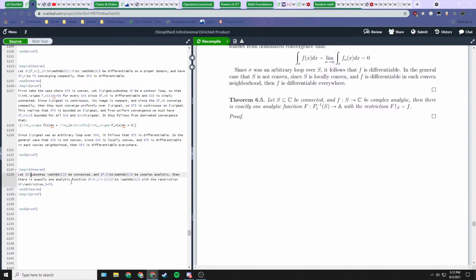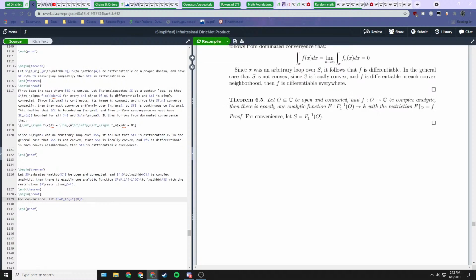Let's do this in open, actually. We'll just do this open. That's fine. Okay. Let S be P1 inverse O. So S is the pre-projection of this complex open set. And so first we want to define our function.